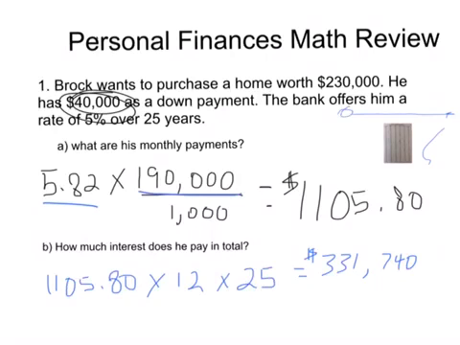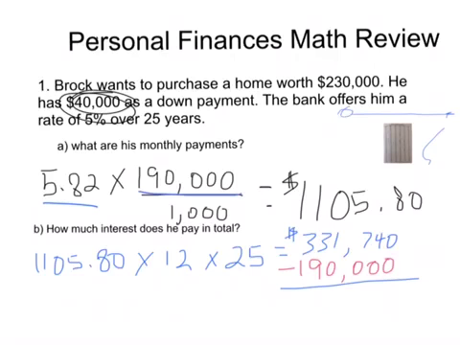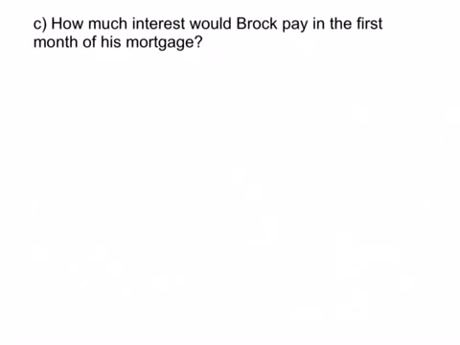But that's not how much interest he paid, because we have to subtract his original amount that he borrowed. So we would subtract what? No, he didn't borrow 230. He borrowed 190. Okay, so we subtract 190, and what's the answer? $141,740. So that is the total amount of interest paid, $141,740.